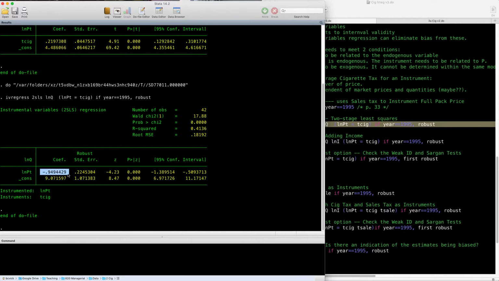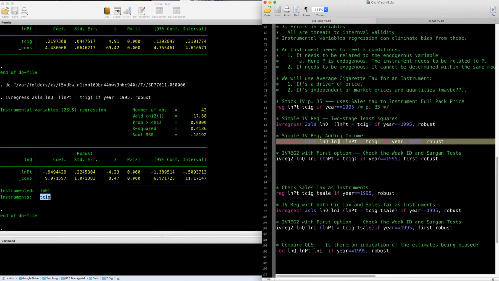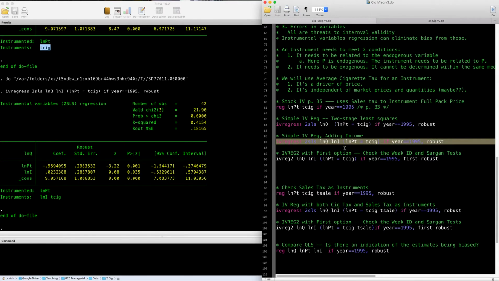So this is the price elasticity of demand estimated by two-stage least squares, and it says we have instrumented price using the tax on cigarettes. I want to come back over here, and we should add income. We should also be controlling for income, but income is an exogenous variable. So income is exogenous to the model. Prices are endogenous, and we're instrumenting for prices. And so that addition does not really change our price elasticity of demand much.